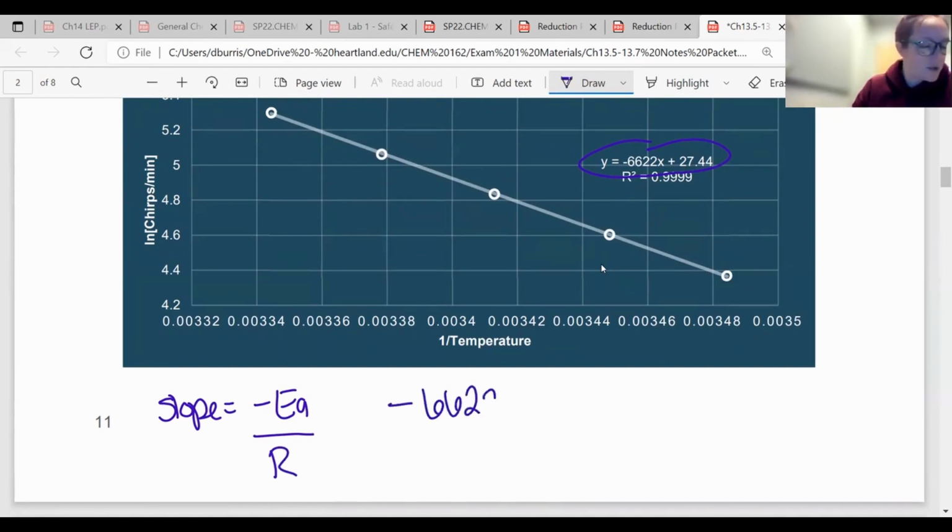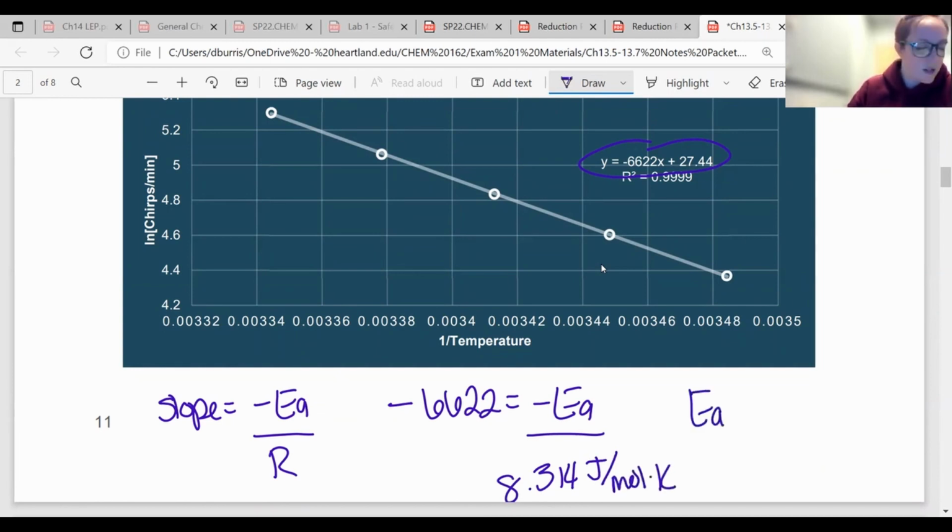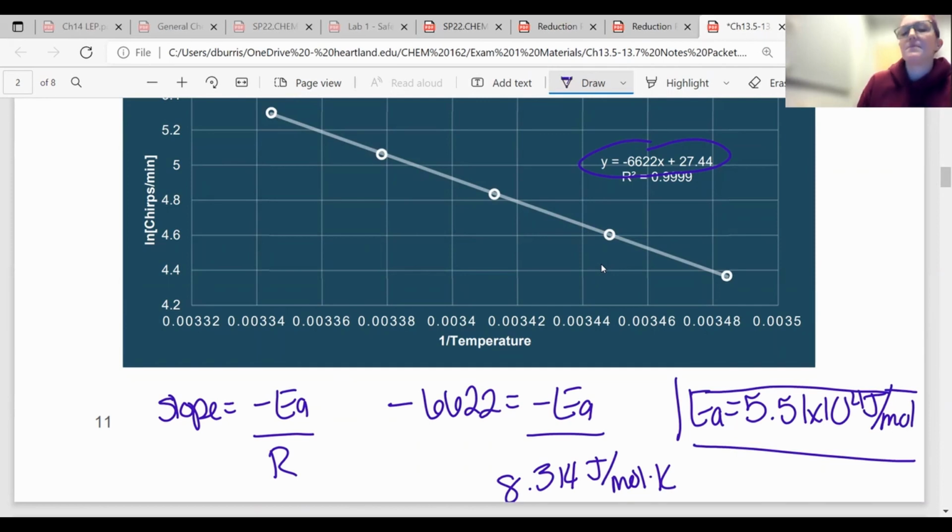Negative 6622 equals negative Ea over 8.314 joules per mole Kelvin. And then you're going to end up with activation energy of 5.51 times 10 to the fourth joules per mole. That's how much energy you need for each mole to overcome that hump, to get it to react. So you can calculate activation energy from data that way.